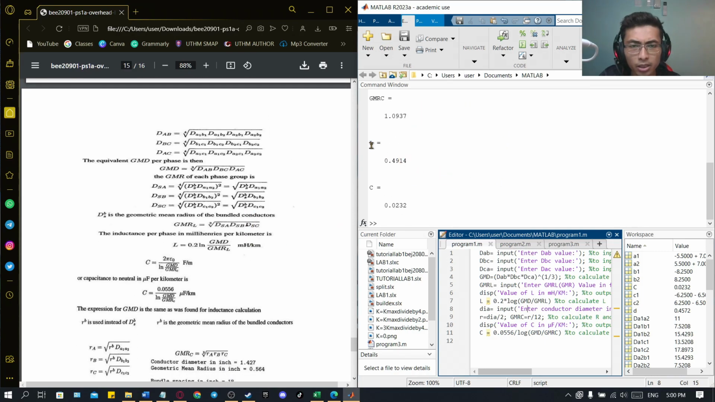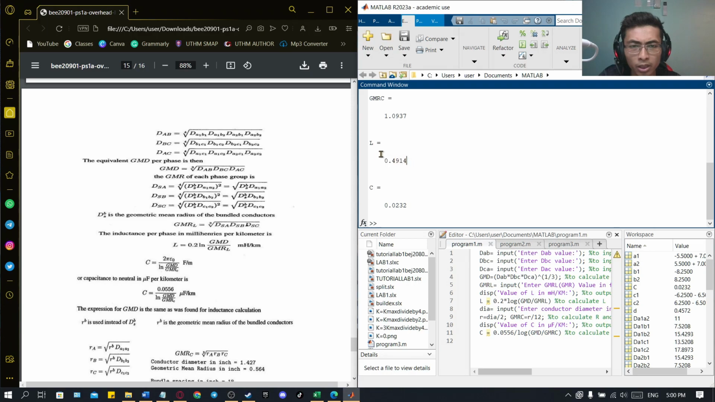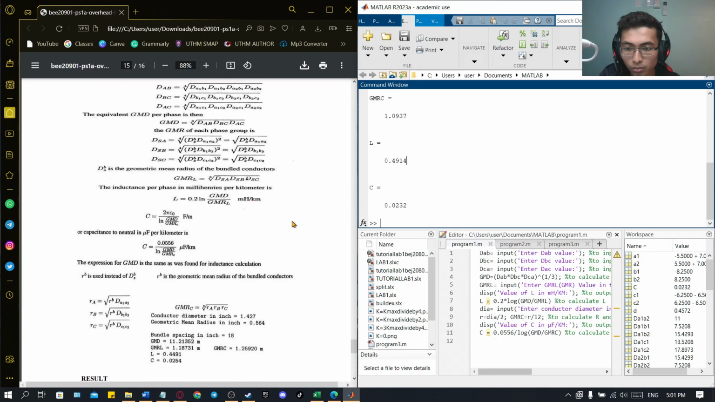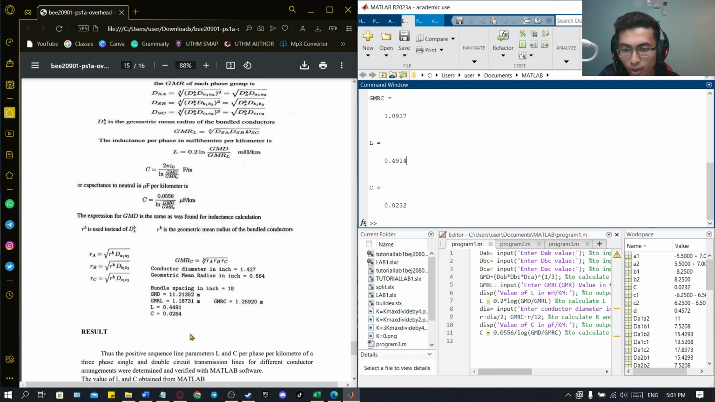You can see here from the MATLAB that we already did, the inductance is 0.4914, but for my manual calculation we receive the inductance as 0.450 milliH. Okay, so it's not quite the same, almost the same. This is 0.4914, but for me I got 0.450.